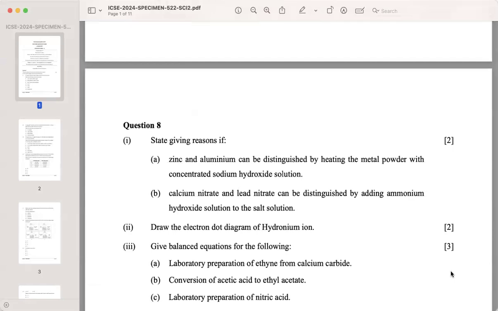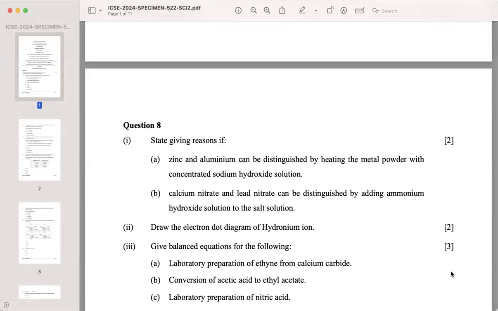State giving reasons if zinc and aluminum can be distinguished by heating the metal powder with conc sodium hydroxide solution. So zinc will give white ppt with conc NaOH solution, whereas aluminum gives a colorless solution. B. Calcium nitrate and lead nitrate can be distinguished by adding ammonium hydroxide solution. So in the case of calcium nitrate, it will not react with ammonium hydroxide, but lead nitrate will give a white ppt which is insoluble in excess of NH4OH.